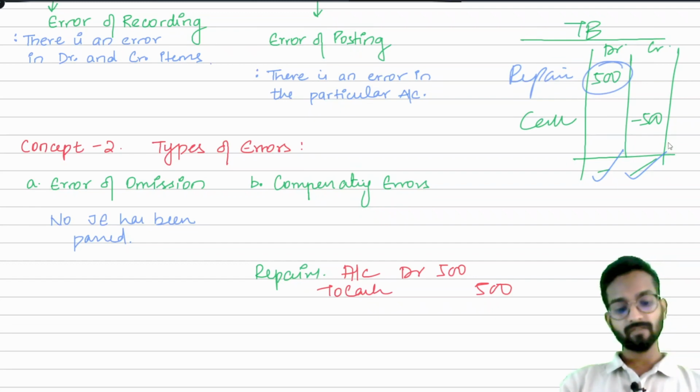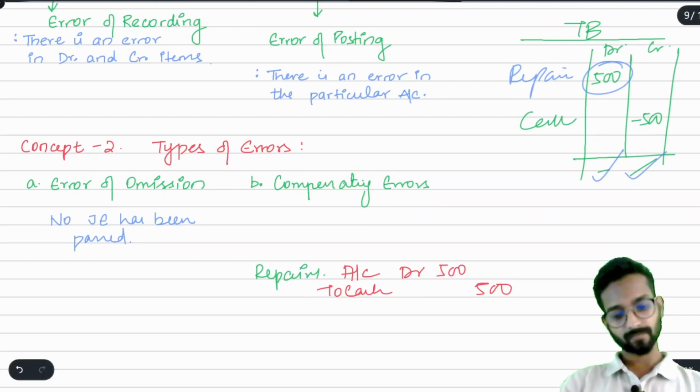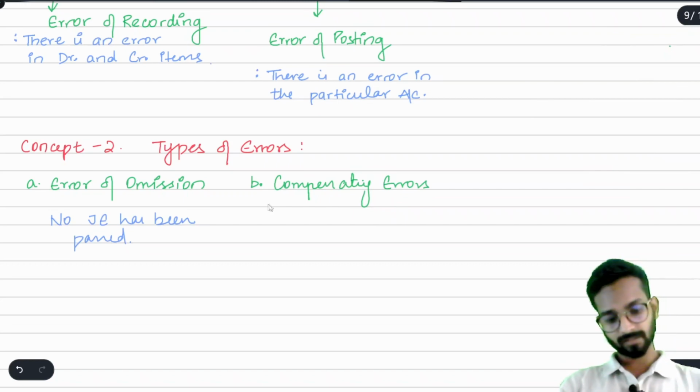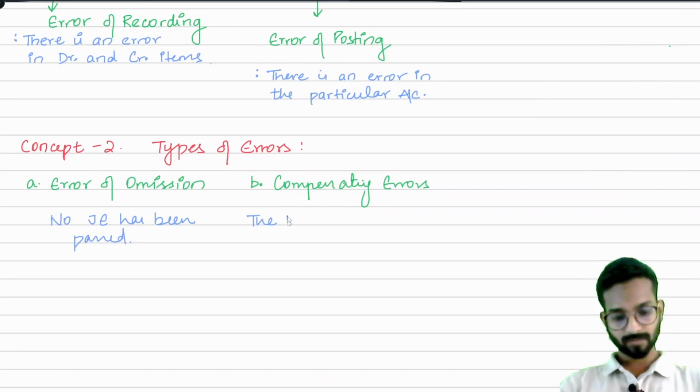Understand this, but we have to pass the rectifying entry. This error is called a compensating error, where the error is there, but the error is such that it is not affecting the trial balance. Understood? So you can write here that the total of trial balance is unaffected.